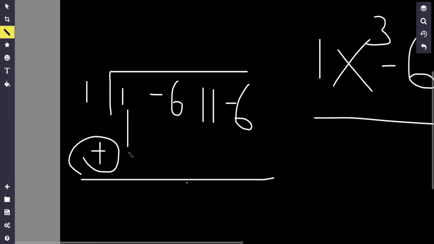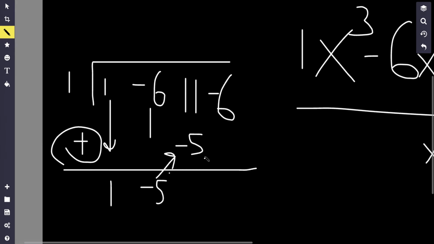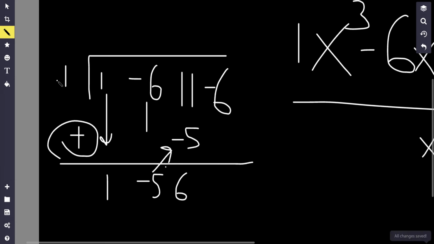I'm always going to bring the 1 down, right? Always bring the first number down. I multiply these together, so I get 1. I add them, so I get negative 5, right? Negative 6 plus 1 is negative 5. I multiply again, so I get negative 5. Add these two things together, I get 6. 6 times 1 is 6. Add these two together, I get 0.